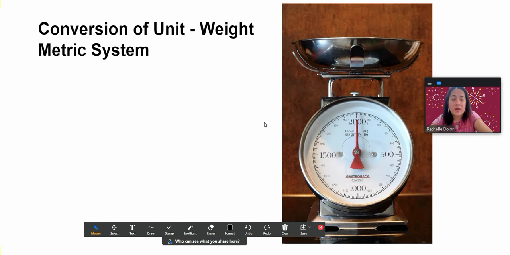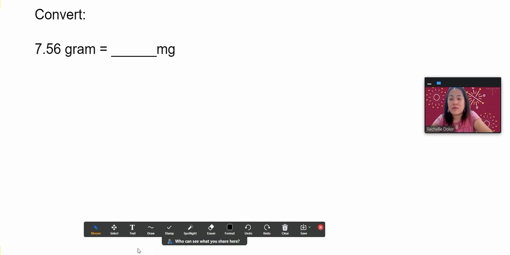Alright, let's have notes now for weight. Okay, so whenever we have weight, we will talk about grams. Okay, so kilograms, hectograms, decagrams, grams, decigrams, centigram, and milligram. So that's what our staircase looks like. Okay, next. Alright, let's now do the staircase.